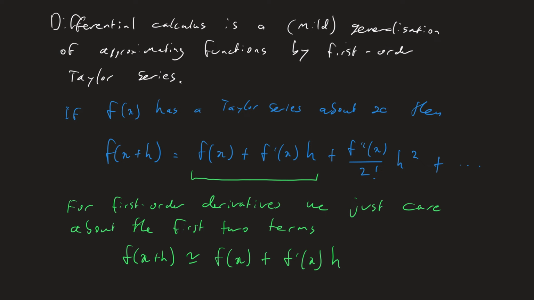A basic theorem of Taylor series says that if f of x has a Taylor series about x, then its coefficients can be found by looking at f and its derivatives. The constant term is just f of x. The next term is the derivative of f evaluated at the point of interest multiplied by h. The next highest term involves the second order derivative of f, and so forth.